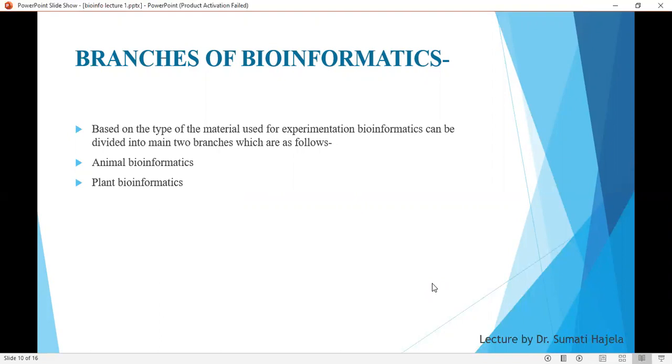Branches of bioinformatics. Based on the type of material used for experimentation, bioinformatics can be divided into two main branches, which are as follows: animal bioinformatics and plant bioinformatics. Animal bioinformatics is the science that deals with proteomics, genomics, and metabolomics of various animal species. Help of computer is taken for this study. Topics included in the study are gene mapping, gene sequencing, animal breeds, animal genetic resources, etc. This can be further divided as mammal, reptile, and bird bioinformatics, etc.